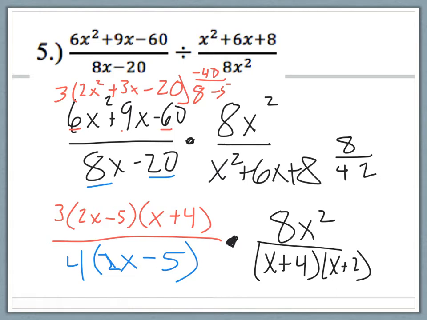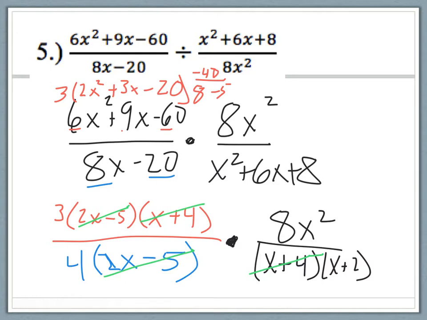Okay. So now what I need to do is go ahead and cross off any things that are common factors that I can simplify. Well, a nice easy one that I see is this 2x minus 5 and this 2x minus 5. Okay. I also see this x plus 4 and this x plus 4.